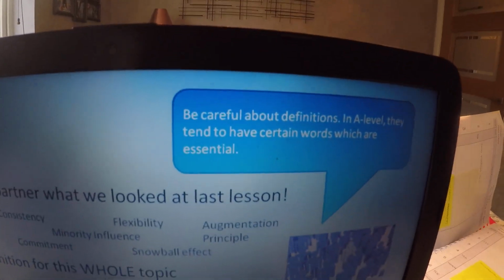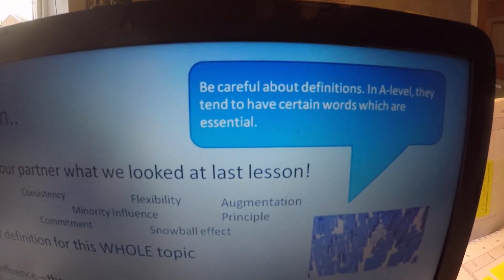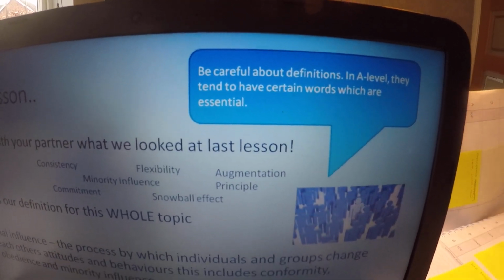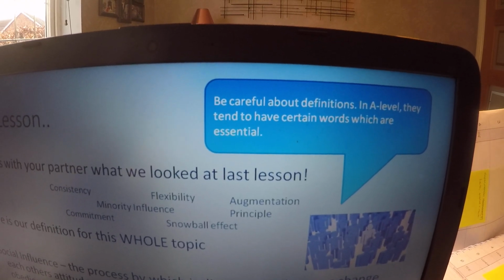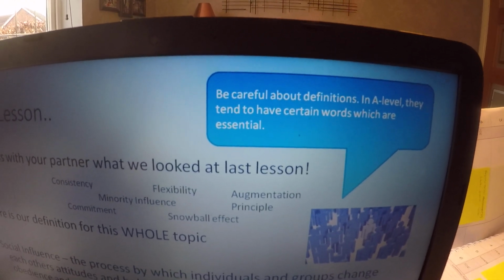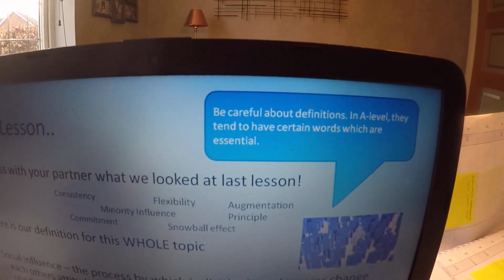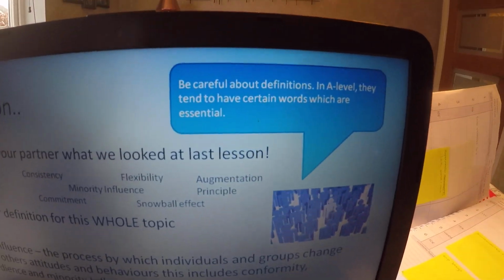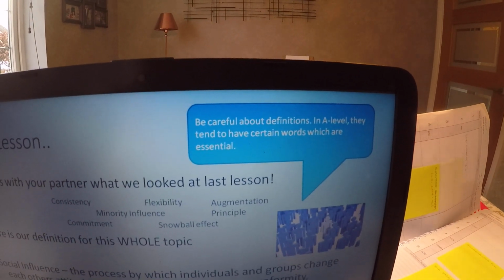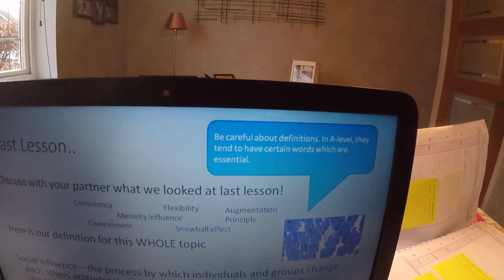So I've got up here, you need to be careful about definitions. In A-level, they tend to have certain words which are essential. So for example, in a mark scheme, it may say, do not credit this word, or do not credit the use of any other word but this. So A-level, it's that one step up. You need to be really precise in your definitions.